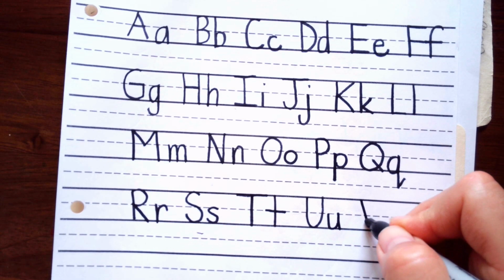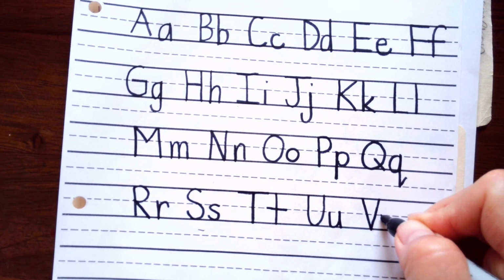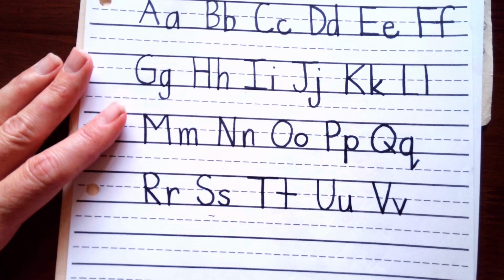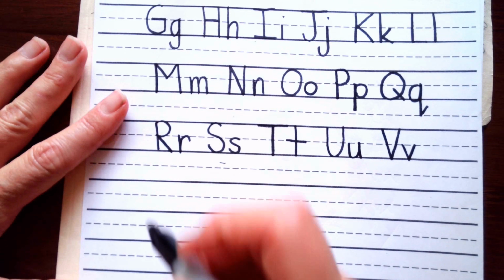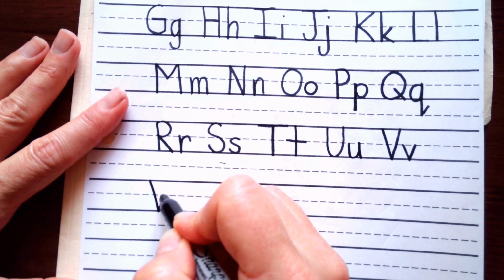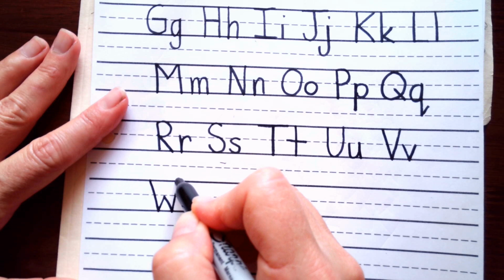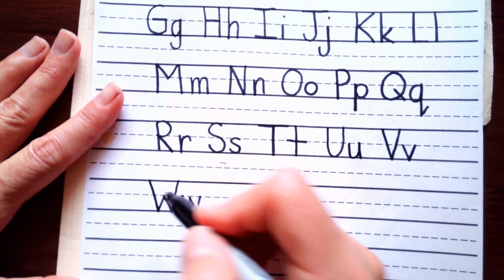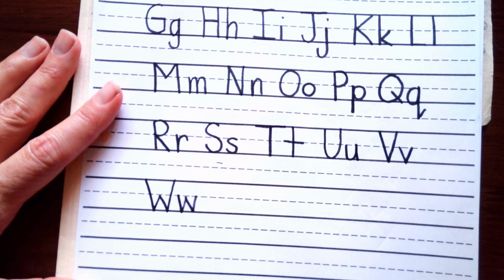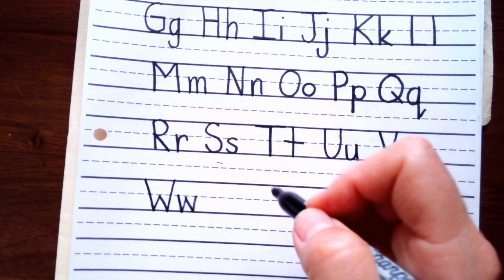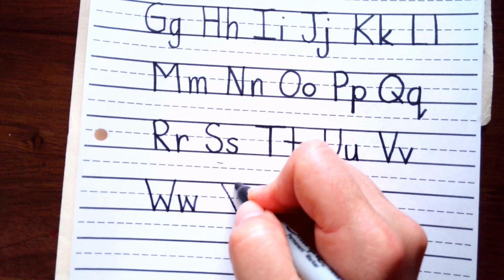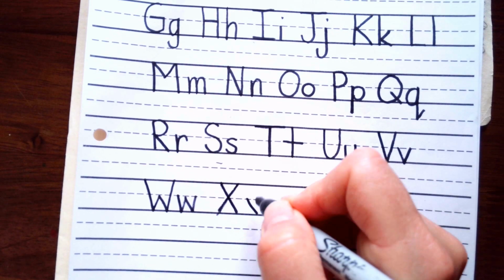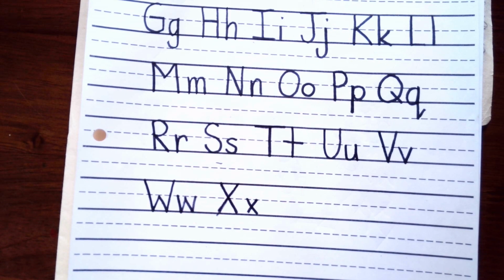V. For V, it looks exactly the same. Our uppercase uses the whole line. Our lowercase uses only half the line. W. I use half the line for the lowercase and I use the whole line for my uppercase. So the whole line and then same looking letter, but I just use half the line. X, same thing. It looks exactly the same. The uppercase uses the whole line. The lowercase uses half the line.